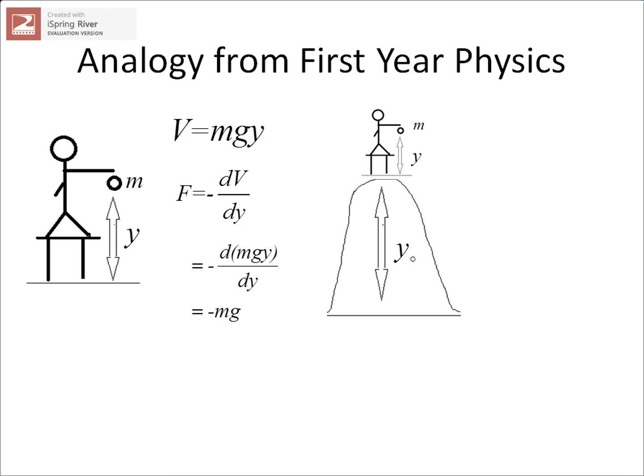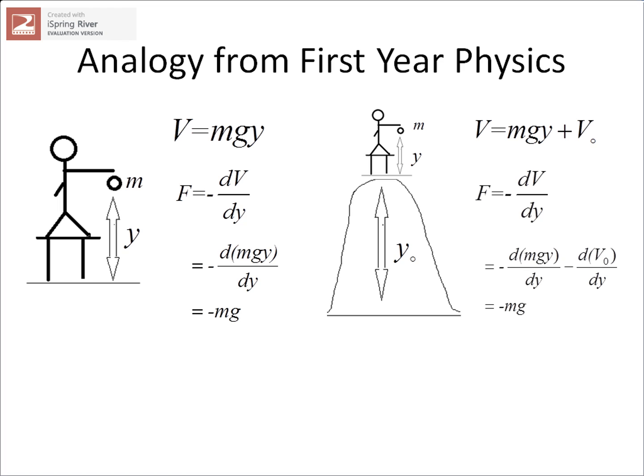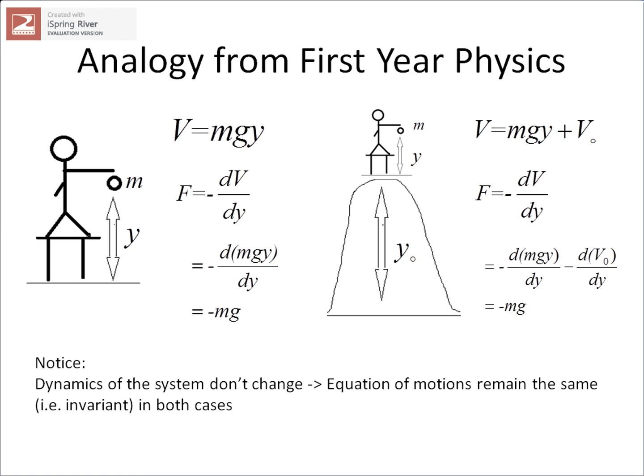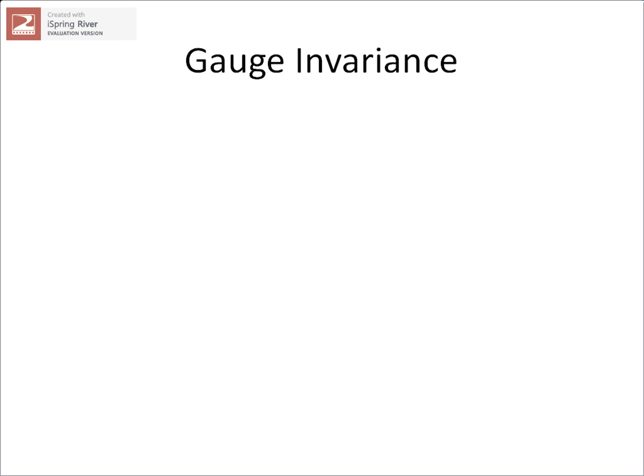Now, let's say I want to do the same experiment on top of a mountain of some height y0. Well, that would mean that with respect to the ground, my potential will change by some constant V0. Once again, we can find the force, and we get the same result in the equations of motion, since V0 is just a constant and its derivative is 0. So the upshot is that we get the same equations of motion even though our potentials are different. This captures the idea of gauge invariance.